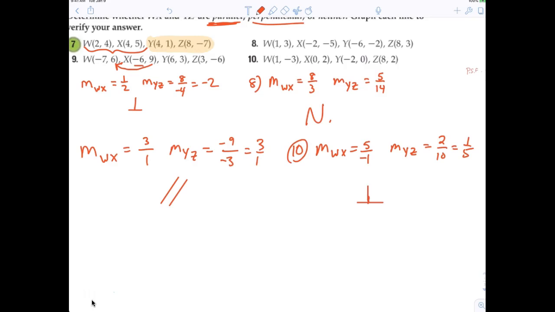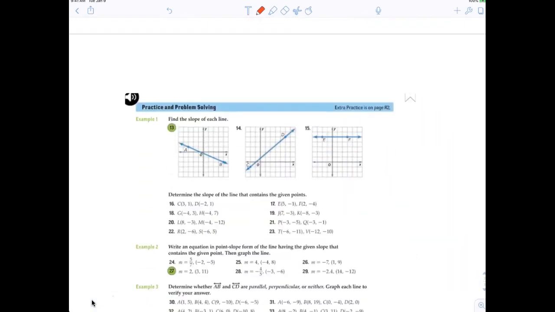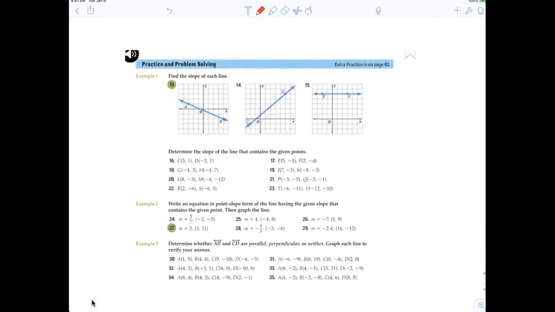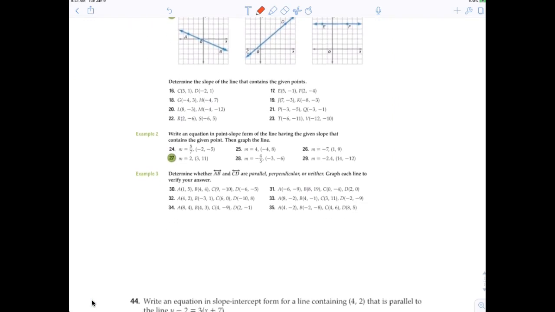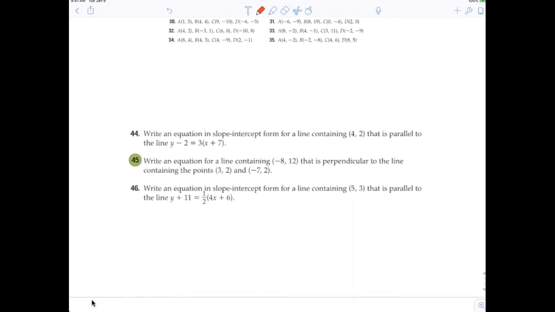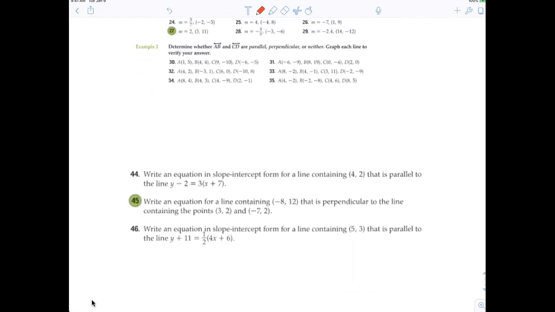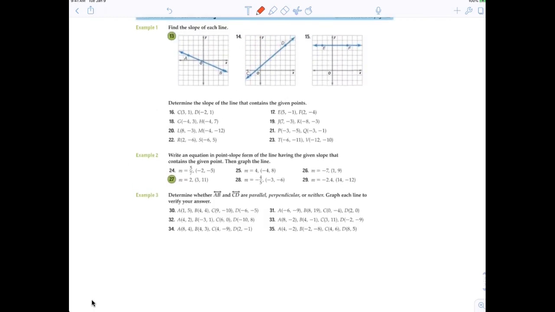Kind of easy, right? Just be careful with the positives and negatives. Let's see if it's any harder. The slope of each line. Determine the slope. Write an equation. Okay, so I'm totally comfortable with this, I don't think there's an issue on any of this.